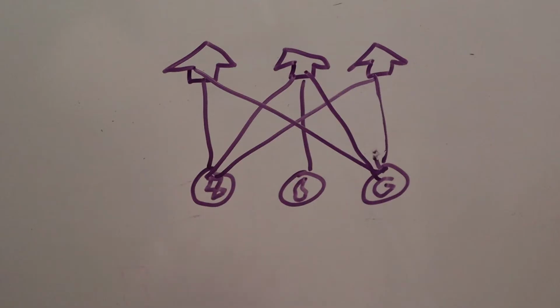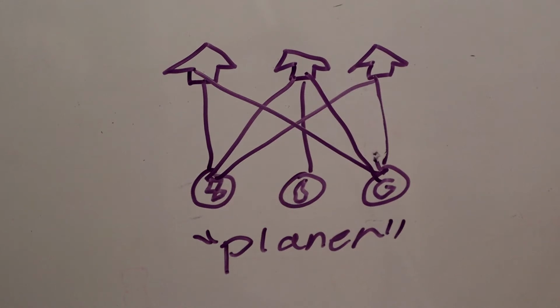Now, the task at hand is to see if this graph can be drawn without crossing edges. And graph theory already has a category for these types of graphs. They're called planar graphs, because they can be drawn on a plane. And so now all we have to do is to check if this graph is planar or not. But it doesn't seem like a very straightforward task.